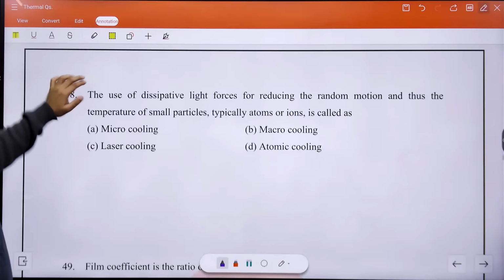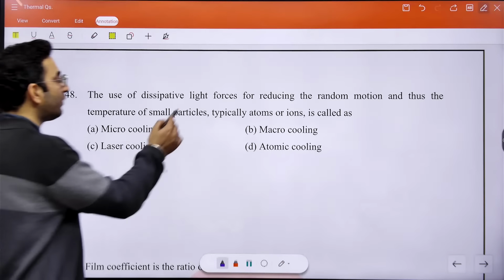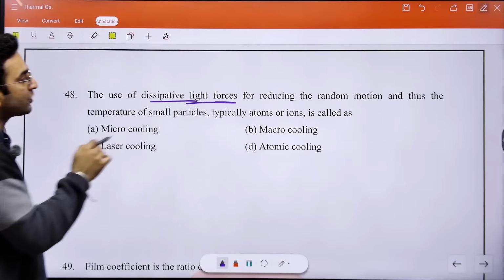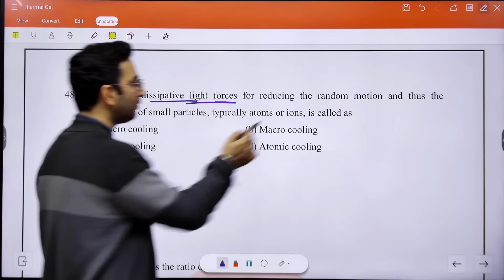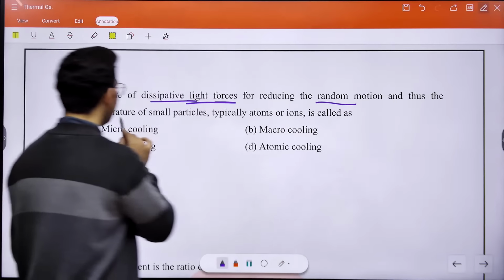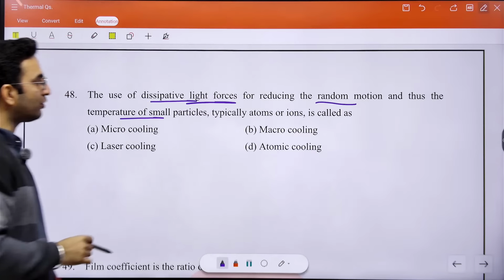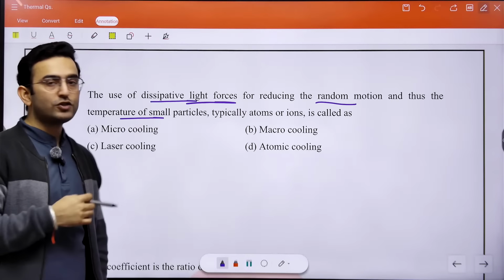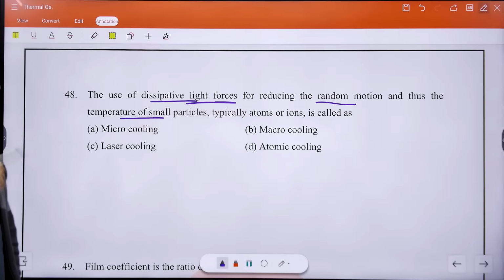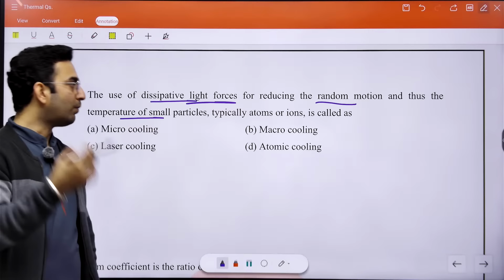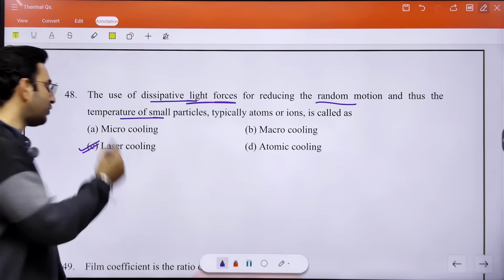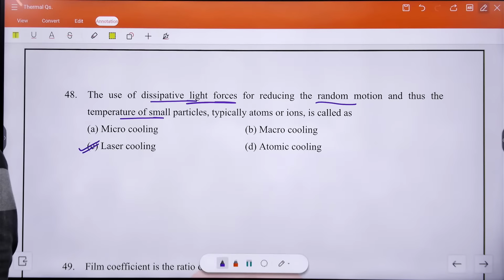Next, the use of dissipative light forces for reducing the random motion, and therefore the temperature of small particles, typically atoms or ions, is called as. In which of the cooling phenomena are you using light in order to reduce the motion of atoms and molecules? That is a part of laser cooling, in which you are using laser light. Option number C is going to be the correct answer here.